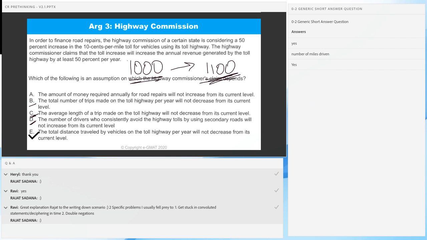So this means, let's say we only have 900 drivers that use the toll highway throughout the year. Will that mean that the total number of miles driven would go down? Not necessarily. Why? Because what if those 900 start to take more trips? What if they start to take longer trips? Either way, the total number of miles driven would go up. Okay.